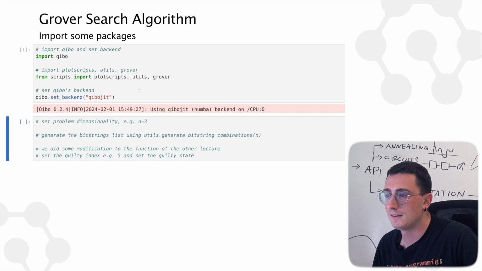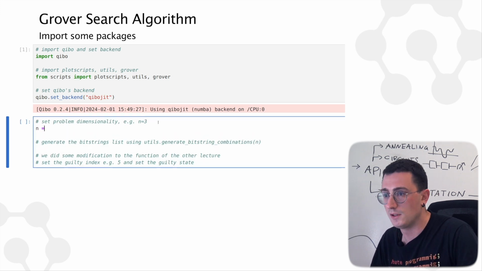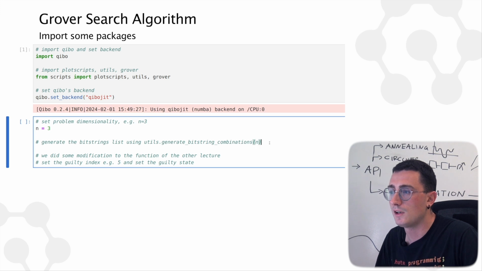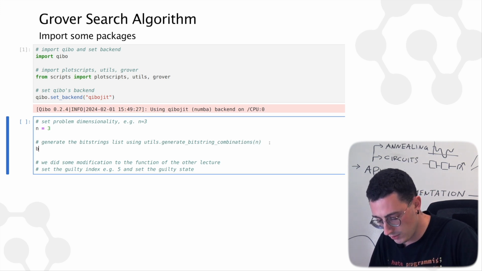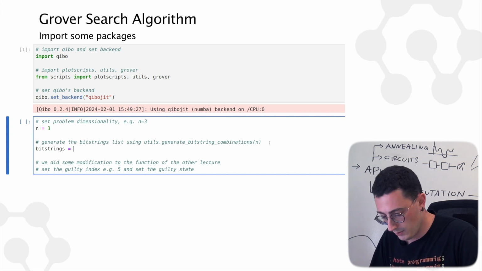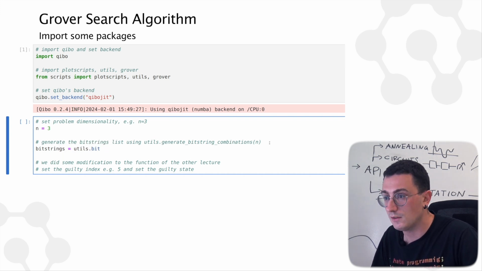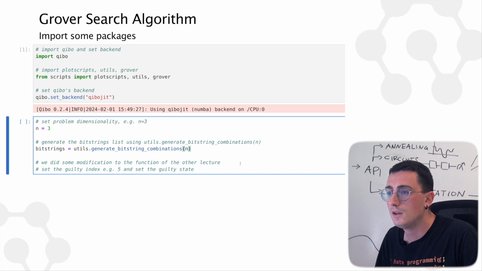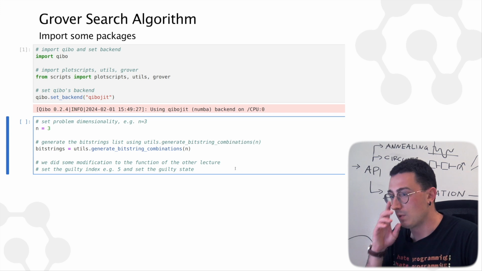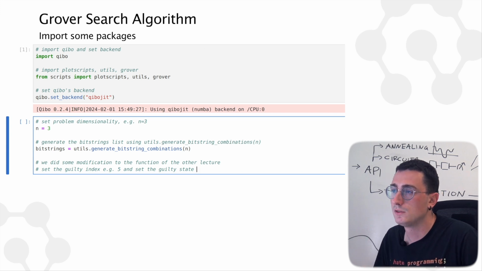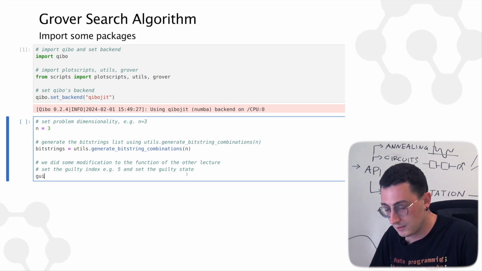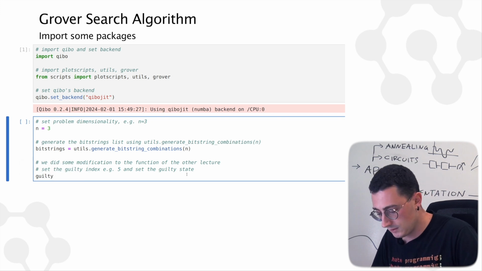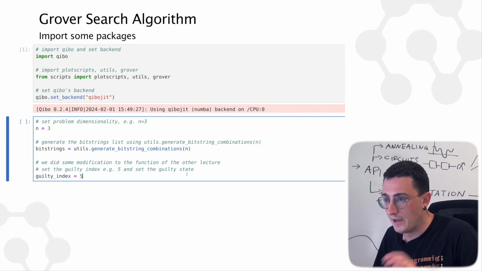Fine. Now we can set the problem dimensionality, number of qubits of the input register equal to 3. We can generate our bit strings using a function, which is bit strings equal to utils dot generate bit string combinations. Then you set n, and then we can set one guilty index, and so one guilty state. Since we are going to match the oracle you see here in the circuit, the guilty index will be the number 5.